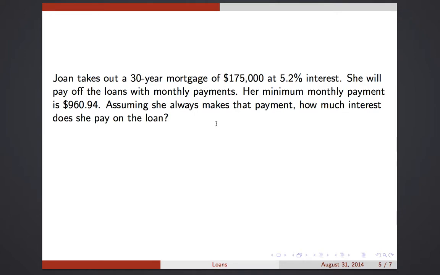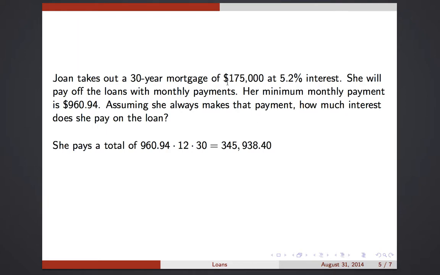So how much interest does she pay? Well, to figure this out, you simply need to figure out how much she pays in total, and whatever is above and beyond 175 grand is the interest. So here's what she pays in total. $961 per month for 30 years. So the total amount that she's going to pay to the bank over the life of the loan is about $346,000. Okay, that's a lot of money.